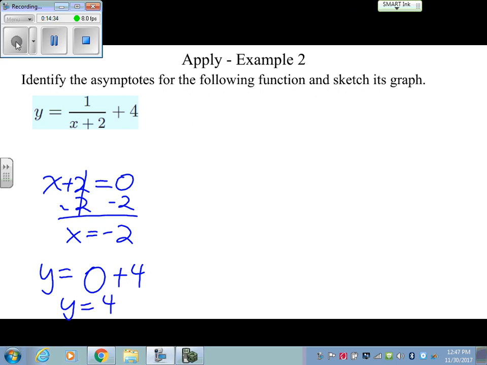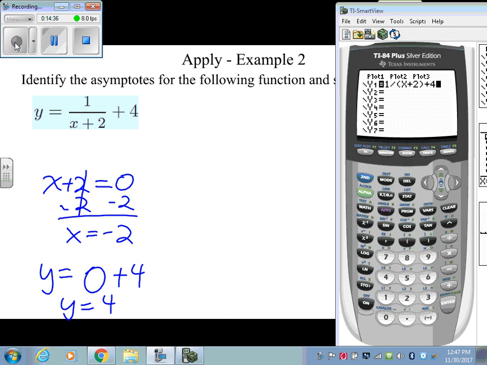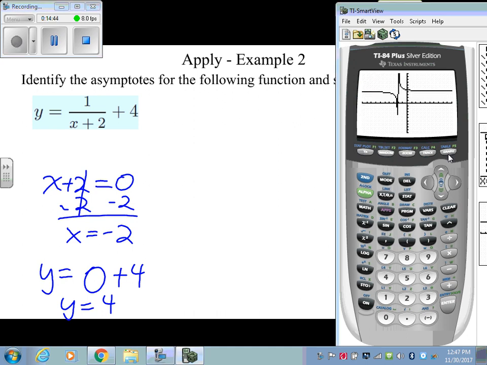A real quick look at the graph. All right, so I've already put the values of my function into my calculator, 1 over the quantity x plus 2, plus 4. I'm going to hit graph. Again, you can see that weird sort of almost noise that's happening right here. And where is that? Well, that's a line happening right when I'm crossing the x value of -2, and that was our vertical asymptote, x equals -2.